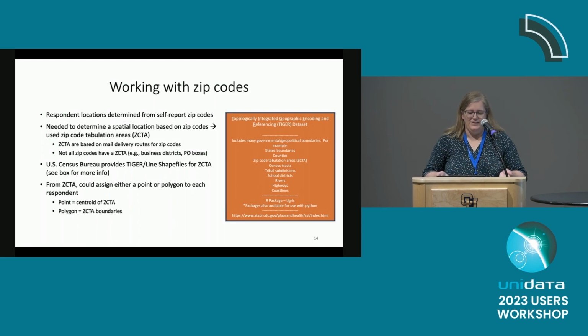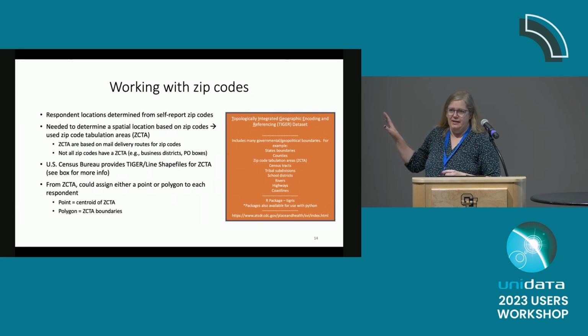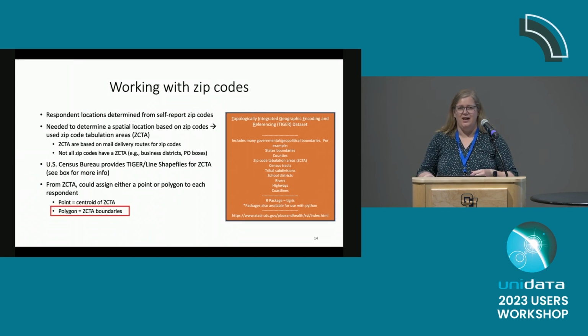And from those ZCTAs, we could assign each person who responded to either a point, some sort of center point we fixed for the ZCTA area, or to the polygon of the ZCTA area, which was provided. So if you're ever working with zip code data, I would highly recommend looking at the Census Bureau Tiger data set. Most software packages have packages already built in where you can pull it in easily. I know in R, you literally just install the Tigris package, and then everything's there for you.